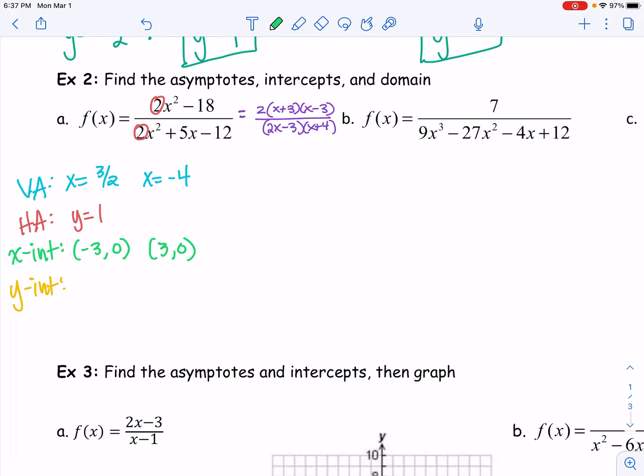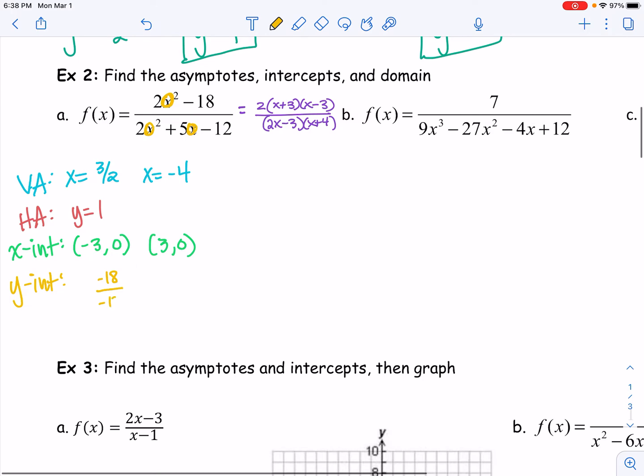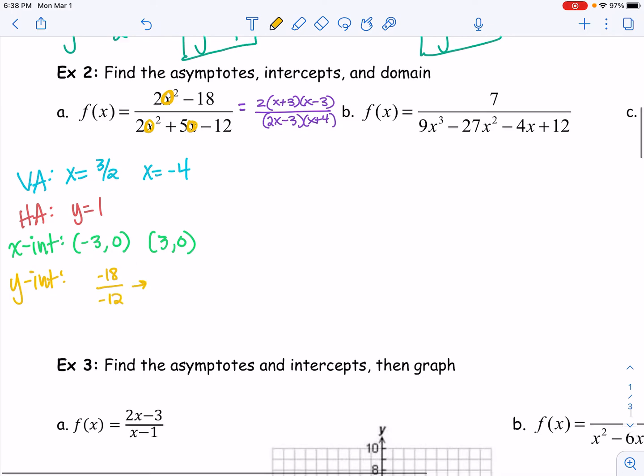And then for y-intercepts, I plug in 0 everywhere I see an x. This is actually a time where using your standard form would be a little bit easier for you. Because if I plug in 0 here, here, and here, in my numerator, I'm just getting a negative 18. And then in my denominator, 0 plus negative 12 is just negative 12. And so then that reduces, and that gets me a y-intercept of 0, comma 3 over 2, both divisible by 6. Okay, so a little bit easier. You can get the same answer by plugging it into the factored form, but you'll have to do a little bit more math.